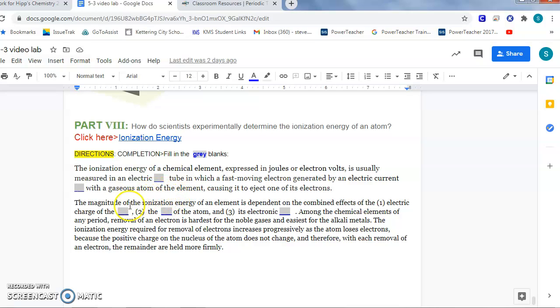This is a great discovery lab. This is huge because everything we look at this year depends on your understanding of this topic. Good luck.